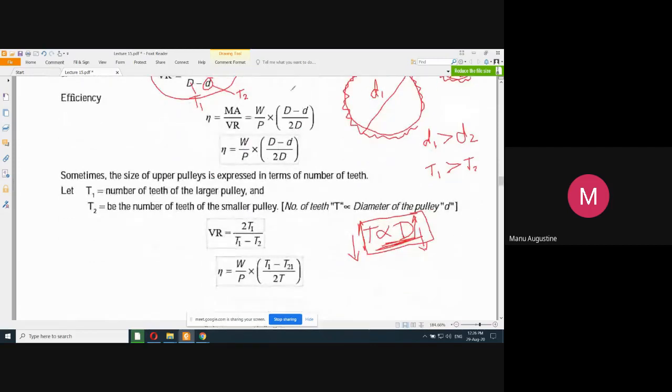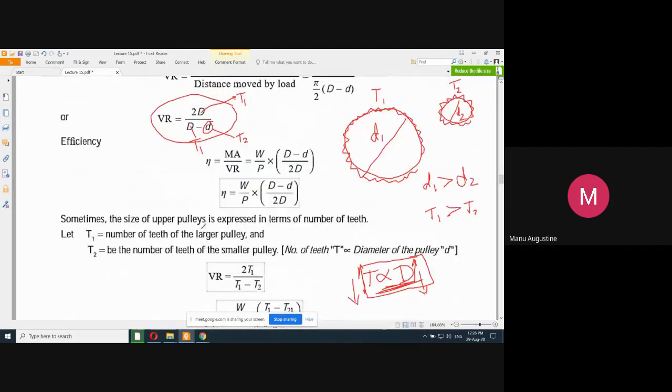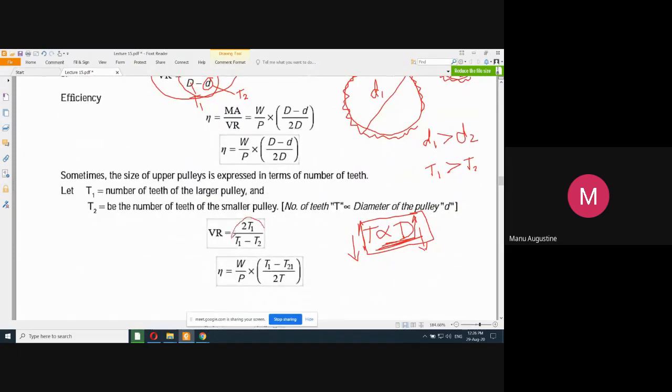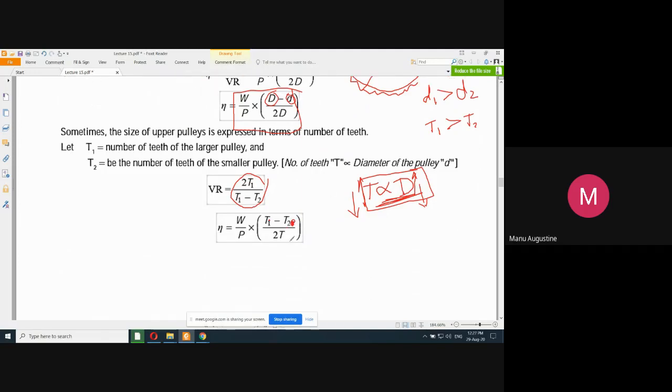So see, all these expressions are simply replaced. Velocity ratio, instead of 2D upon D minus d, is 2T1 upon T1 minus T2. No problem. Efficiency is again W by P into this expression. Again, you replace this capital D and small d with T1 and T2. This 1 is not present here. This is a printing mistake. It is only T1 minus T2 upon 2 T1. So in the text that I have sent you, please make this correction.